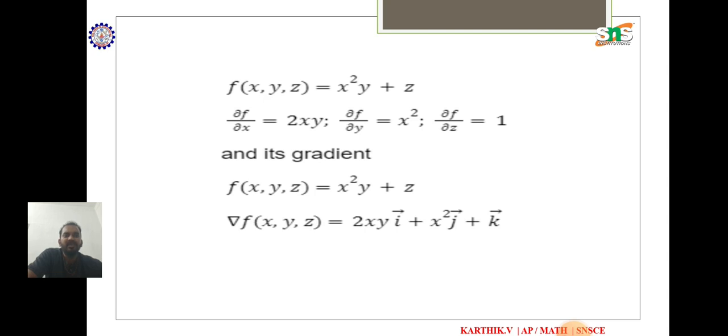Third one, ∂f/∂z. Partial differentiation of f with respect to z is 1. And the gradient is del f equal to 2xy i vector plus x squared j vector plus k vector.